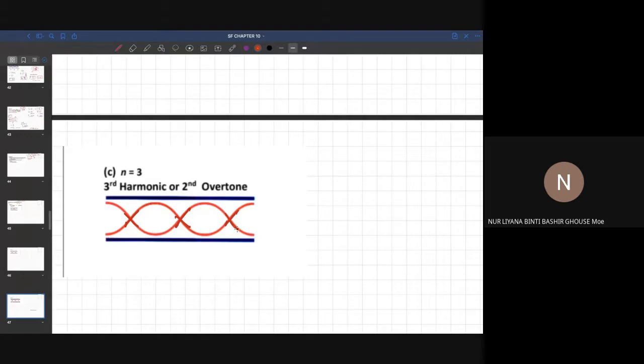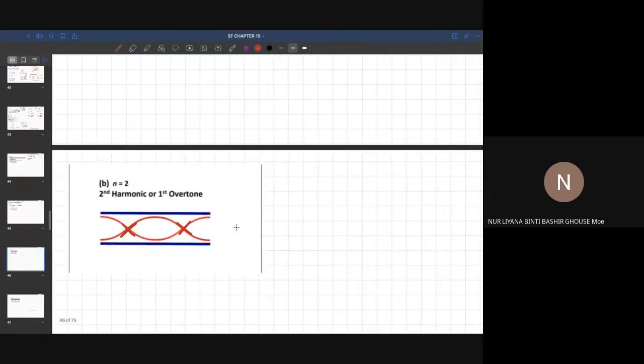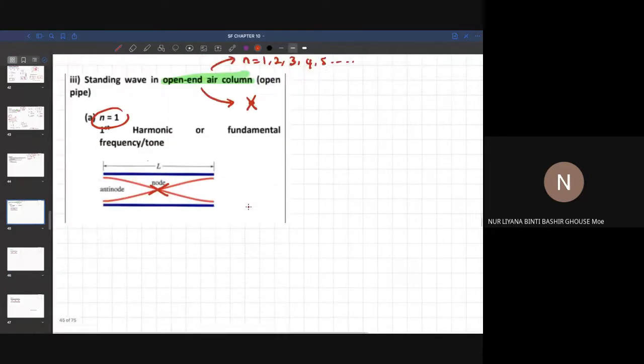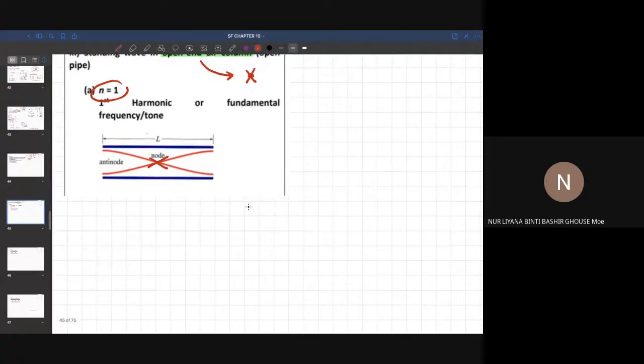So ingat untuk string dia adalah bentuk lengkup. Untuk sebelah tertutup, sebelah terbuka, untuk close end, dia adalah bentuk C ataupun bentuk V. Kalau dia adalah open end, dua-dua belah terbuka, dia adalah bentuk X. Lepas tu kita akan labelkan dahulu our knots dengan our anti-knots. So kat sini adalah anti-knot, kat sini adalah knot, dan kat sini adalah anti-knot.